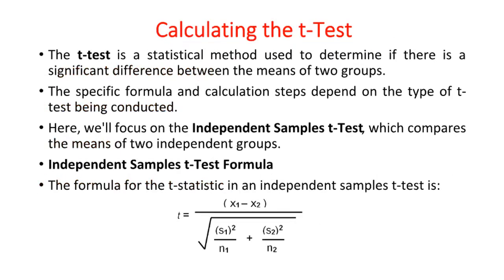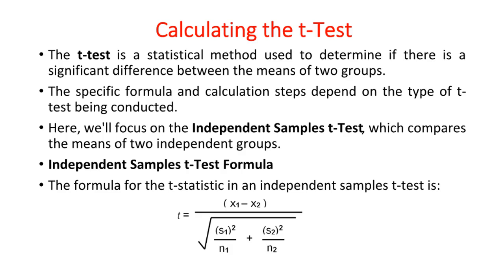How to calculate t-test? The t-test is a statistical method used to determine if there is a significant difference between the means of two groups. The specific formula and calculation steps depend on the type of t-test being conducted. Here, we'll focus on the independent samples t-test, which compares the means of two independent groups.